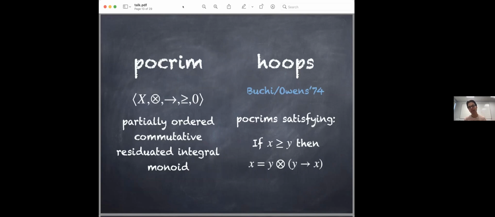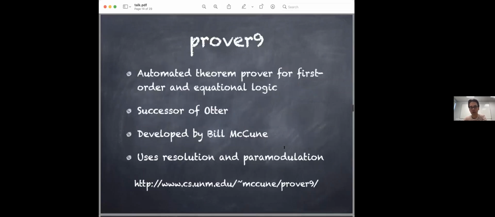Together with this comes an axiom called divisibility, on the right here, that says if x is bigger than y, then x can be decomposed as y plus the difference between y and x. Okay? And this algebra is called a hoop. If you have a top element, it is called a bounded hoop. And this algebra characterizes intuitionistic Łukasiewicz logic.